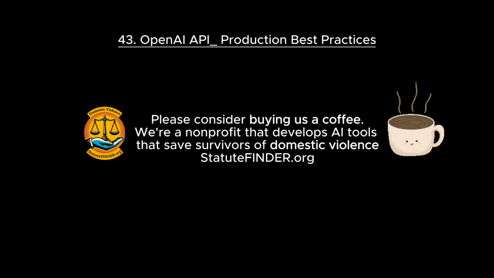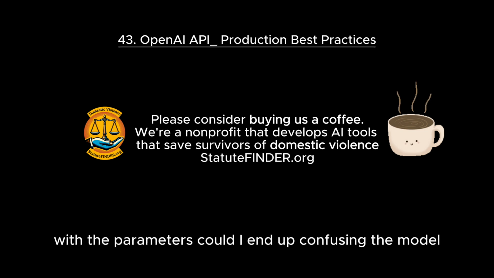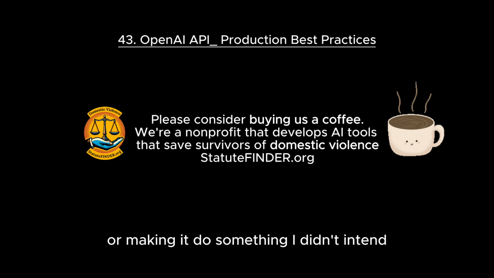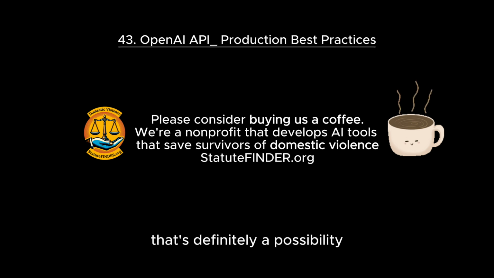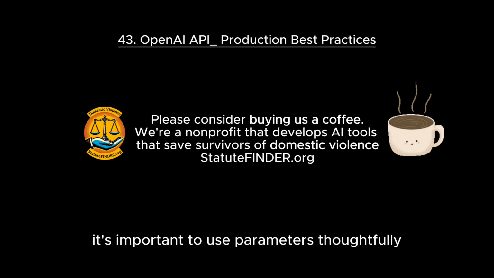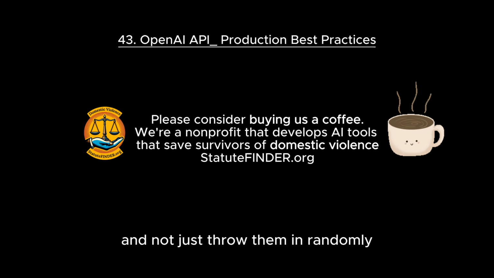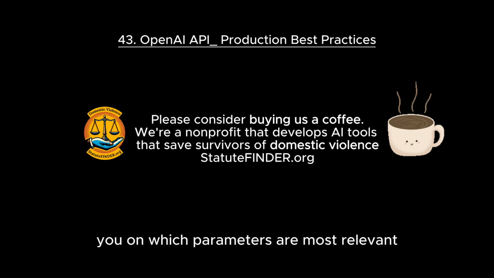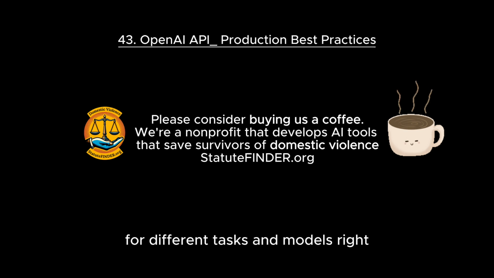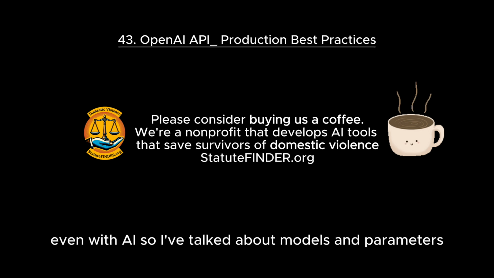Got it. But isn't there a risk of overdoing it with the parameters? Could I end up confusing the model or making it do something I didn't intend? That's definitely a possibility. It's important to use parameters thoughtfully and not just throw them in randomly. The documentation can guide you on which parameters are most relevant for different tasks and models. Right, because too much of a good thing can sometimes be a bad thing, even with AI.